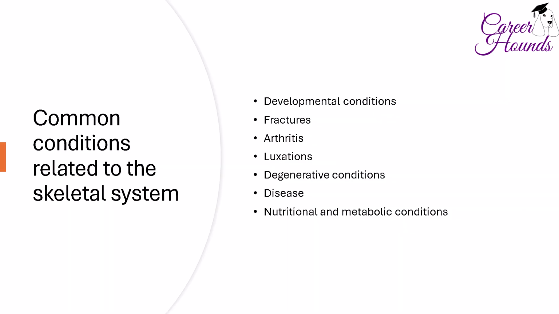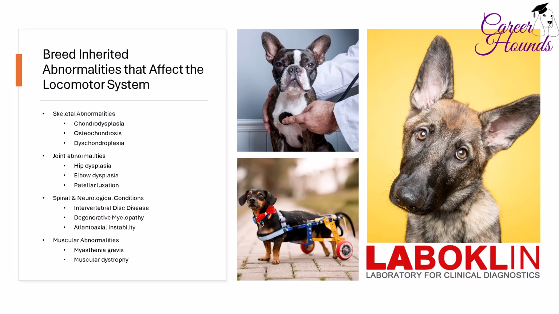The canine skeletal system is susceptible to a variety of conditions that can affect a dog's mobility, comfort, and overall quality of life. These conditions may be developmental, degenerative, or the result of an injury or disease. Many breeds are predisposed to hereditary defects that affect the skeleton, joints, and muscles. Breeders should test for these genetic abnormalities and should avoid breeding from any dogs that are affected by the conditions or are carriers of the conditions. You can look up these conditions and the affected breeds on the Lobotlin website.